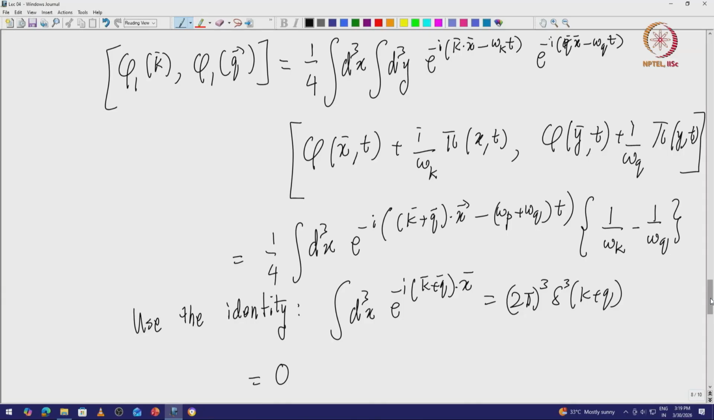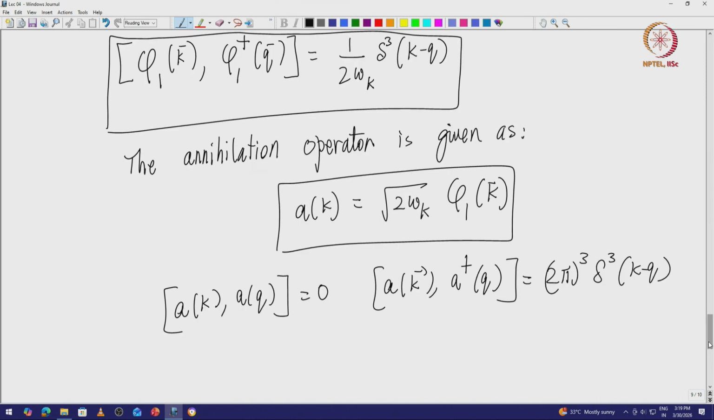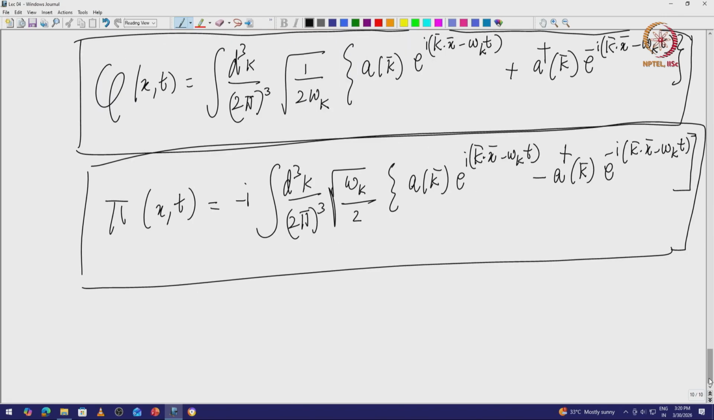Using this, we rederive the commutation relations for phi 1 k and phi 2 k, phi 1 q, and with this we see that it just follows angular momentum algebra, in the sense that you have creation and annihilation operators exactly like what we have for the angular momentum. And these are the expressions.